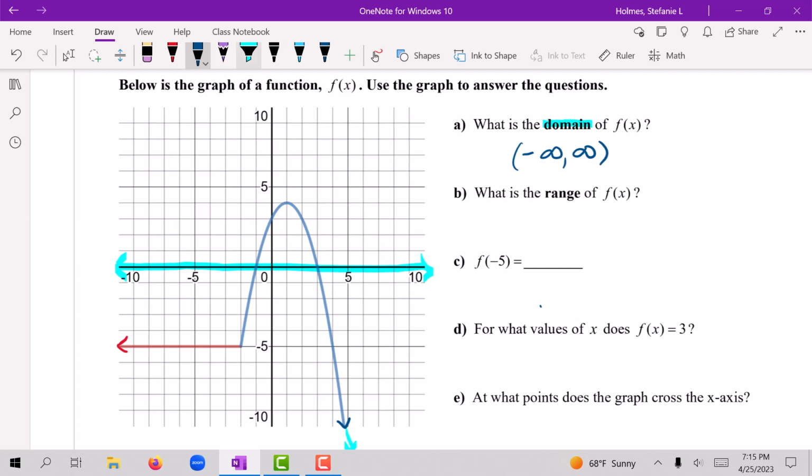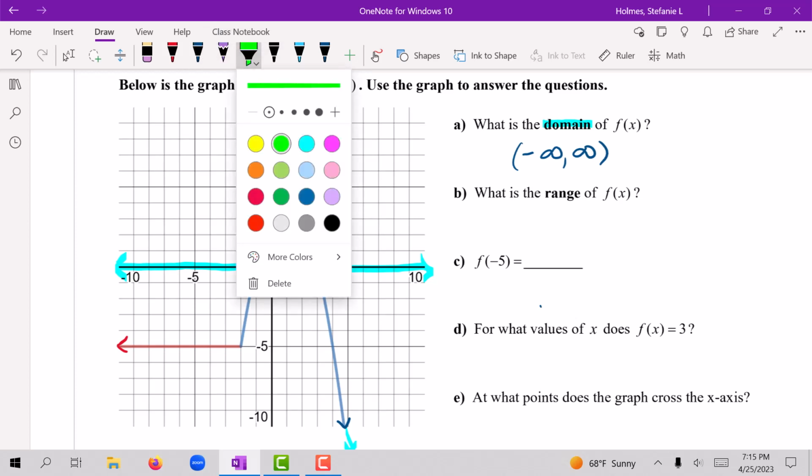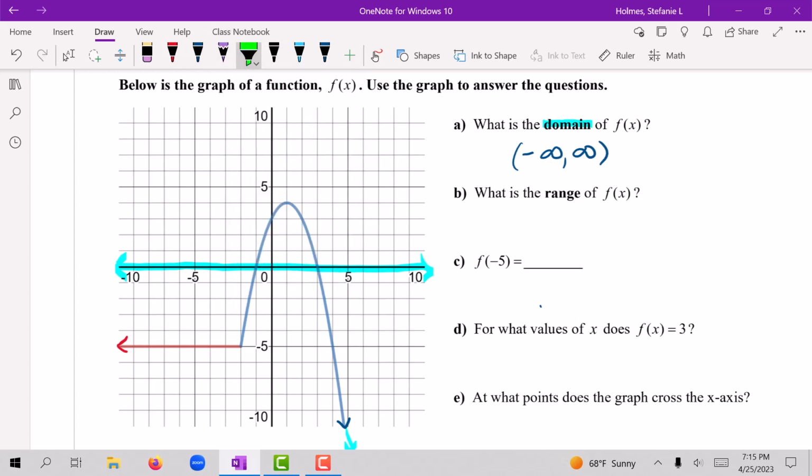All right, now let's think about the range. So starting at the bottom, the range starts here, because we're right here. It goes up, it goes up, it goes up, past here even because this is the highest point. So we're going to go all the way up to 4.